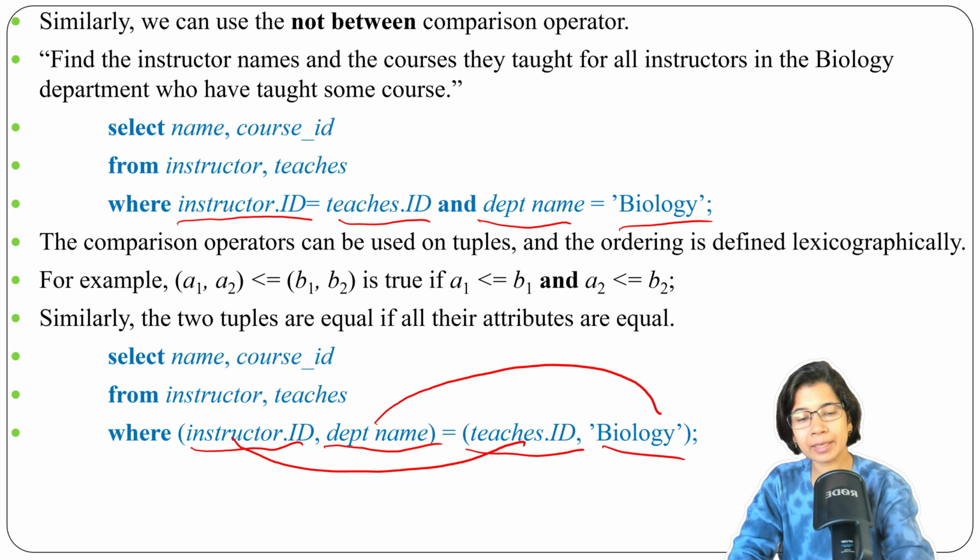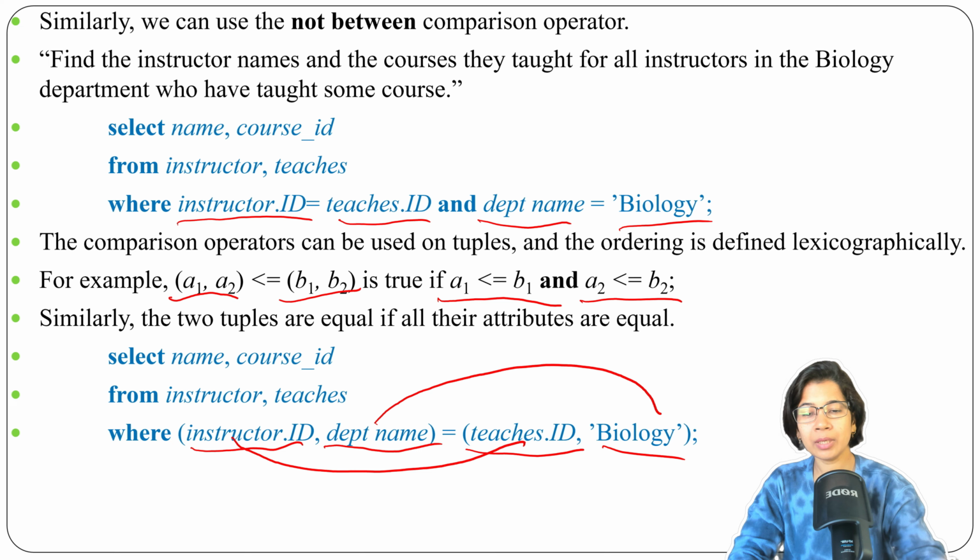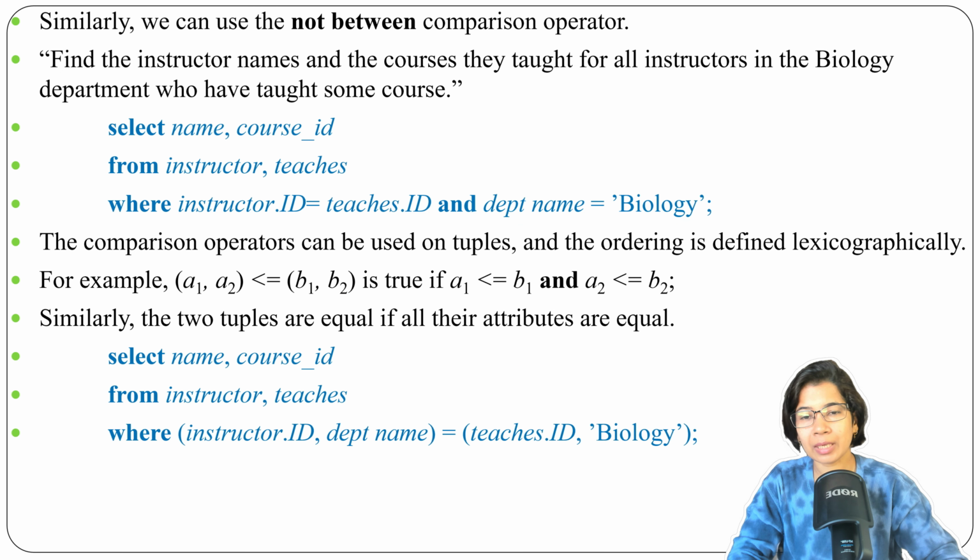So rather than writing A1 less than or equal to B1, A2 less than or equal to B2, we can write (A1, A2) less than or equal to (B1, B2). The comparison operator can be used on tuples and the ordering is lexicographic. Inside where we can write between, not between. We can also compare multiple attributes.